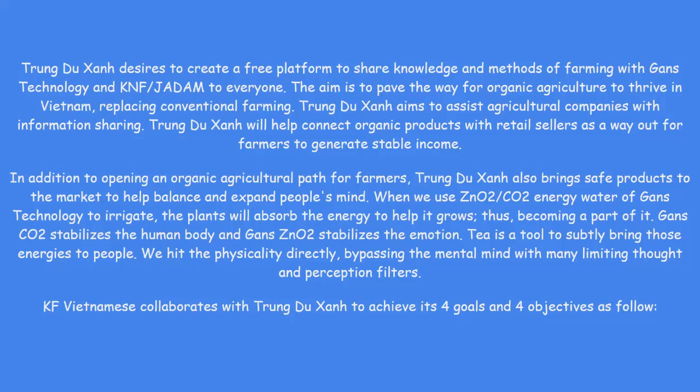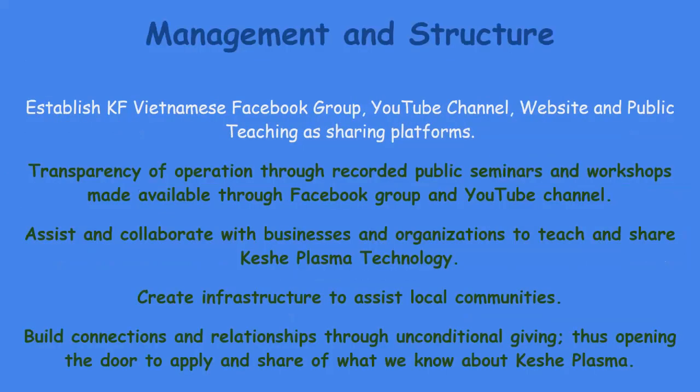KF Vietnam collaborates with Jumyu Sen to achieve its four goals and four objectives as follows. Transparency of operation through recorded public seminars and workshops made available through Facebook group and YouTube channel. Assist and collaborate with businesses and organizations to teach and share Keshe Plasma technology. Create infrastructure to assist local communities. Build connections and relationships through unconditional giving, thus opening the door to apply and share what we know about Keshe Plasma projects.